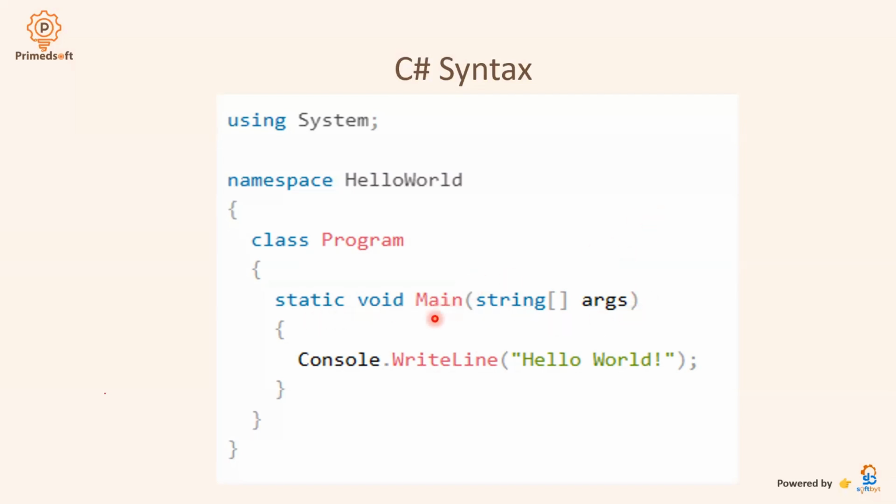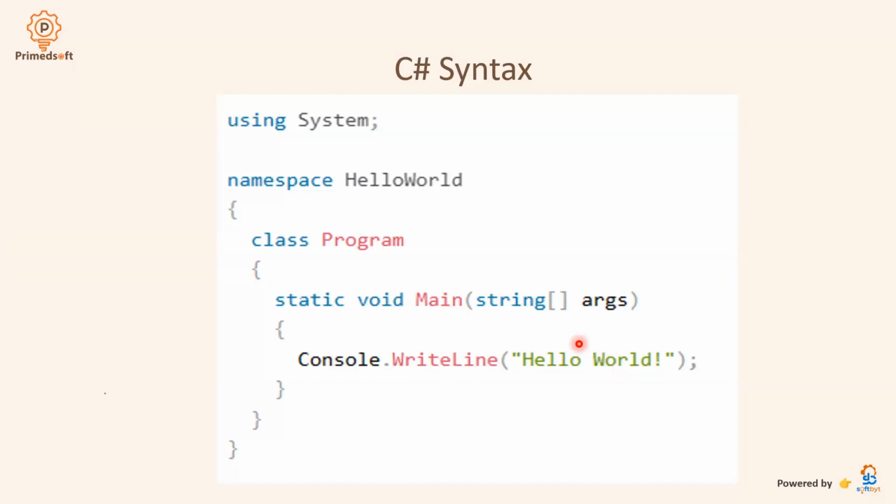As you can see, your Main method has the curly braces inside it. If you run this code now, this is what will execute, which is Console.WriteLine.